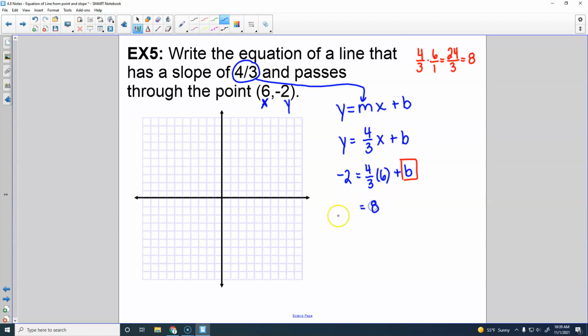It does not always turn into a whole number, but for most of the problems I'm going to give you, it's going to turn into a whole number there. So most of the time the fraction will go away. Not always, but most of the time.